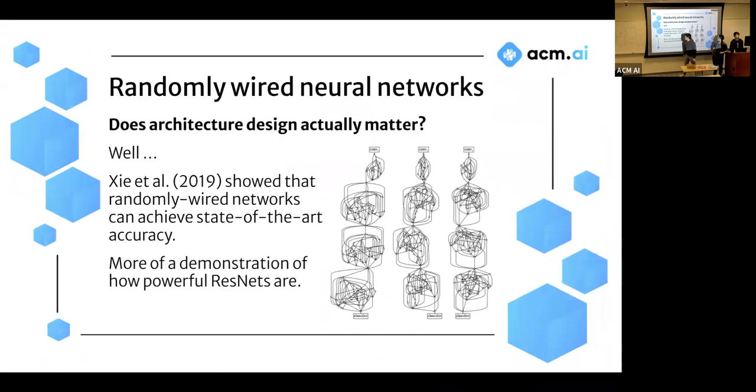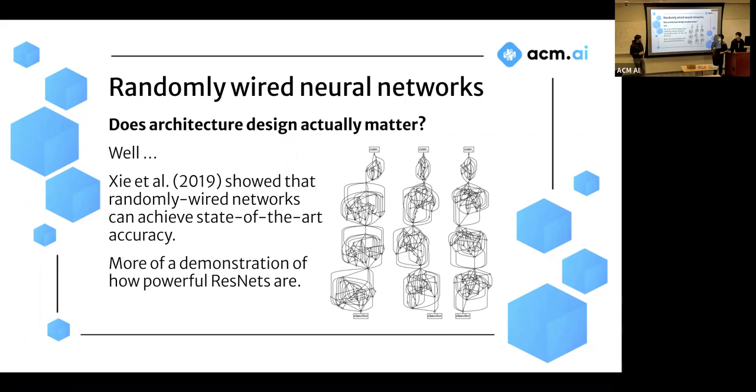Okay, one last fun thing that I want to talk about. We didn't actually talk about this last quarter, but I wanted to add it this time, which is randomly wired neural networks. This was in 2019, when Xie et al. decided, why don't we just randomly generate neural networks completely randomly? Every single one of these nodes you will see here is basically like a convolution layer. You have an input convolution layer and a bunch of almost random skip connections going on.